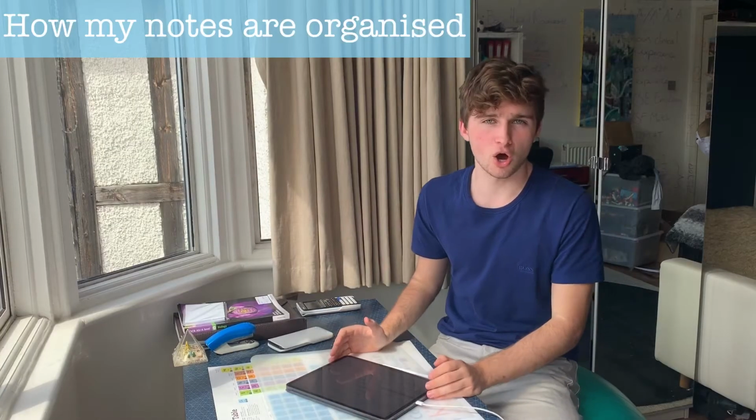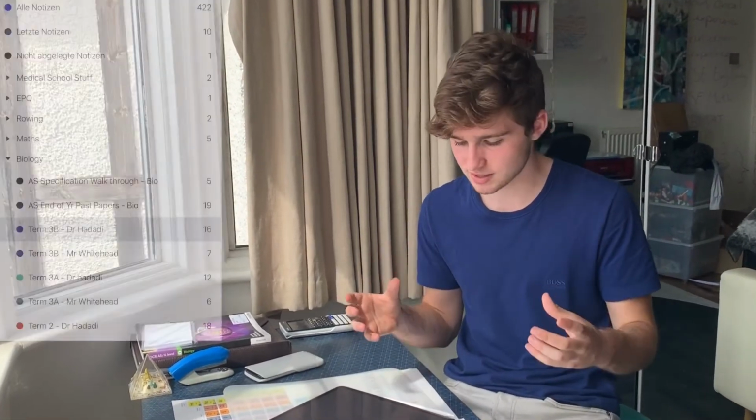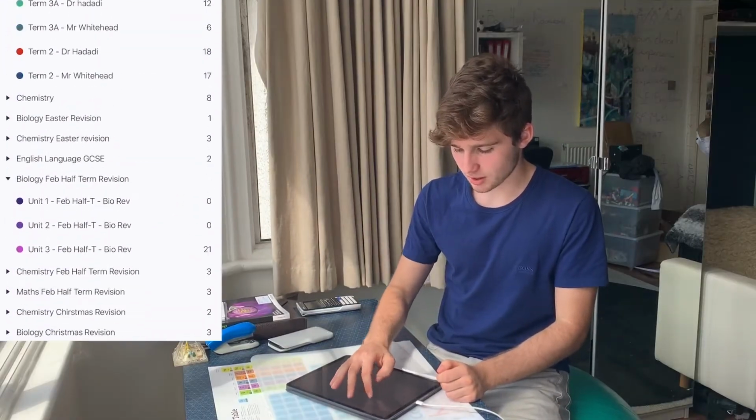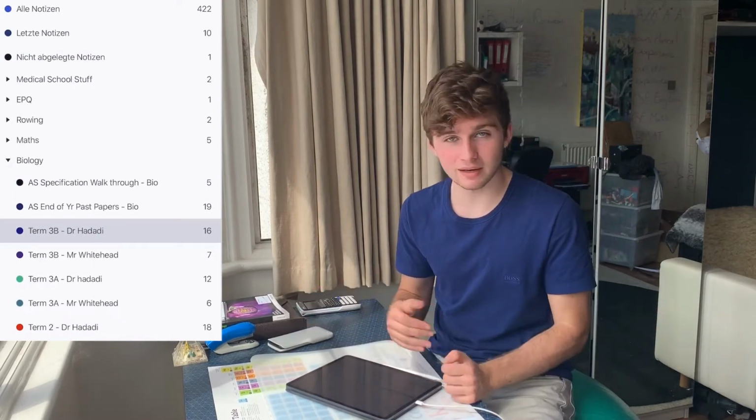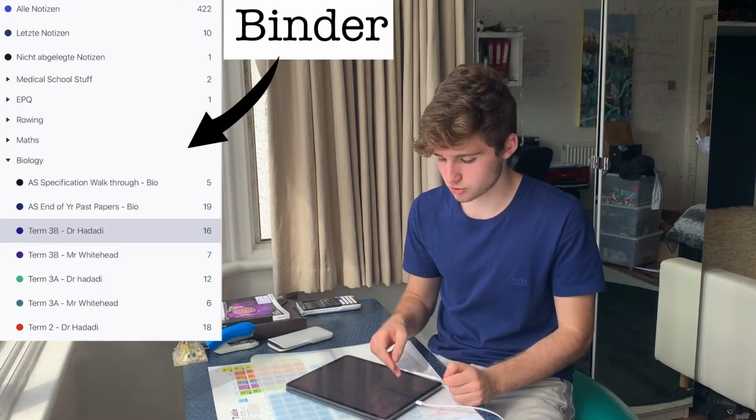How my notes are organized. My notes are organized like binders. I feel like that's the best way to view this. Here are all my binders. I have a lot of binders because obviously it's an iPad, you can have way more than you actually would in real life. And then within each binder, you also have a divider.